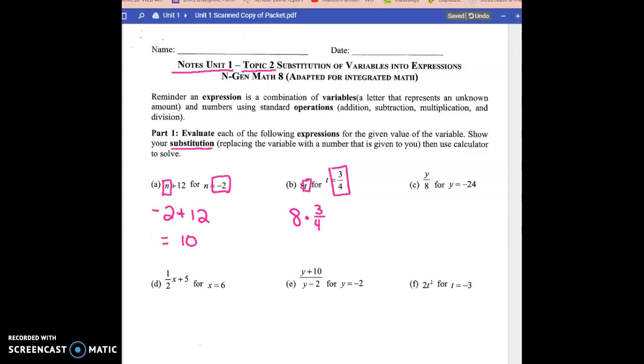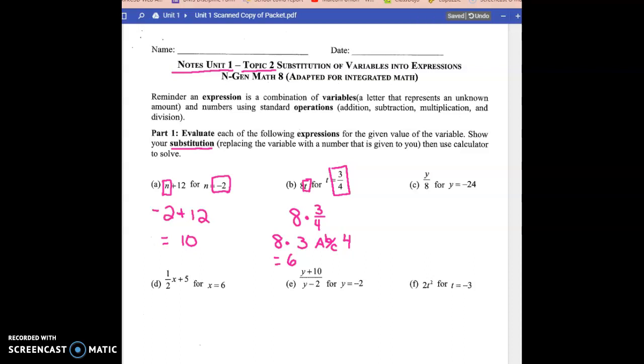Now, when I go to put that in on my calculator, I can use my ABC button. So I'm going to type in 8 times 3. Then I'm going to use that ABC button to type in a fraction. And then my 4. Okay, when you do that, you should get a 6. Okay, let's take a look at C.